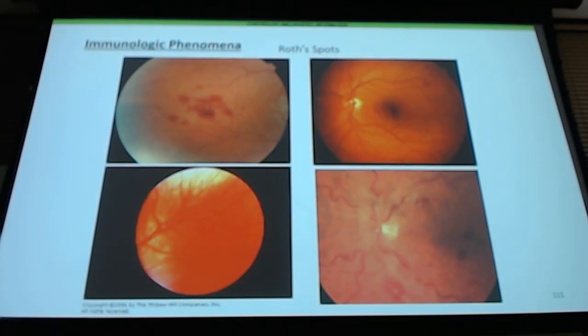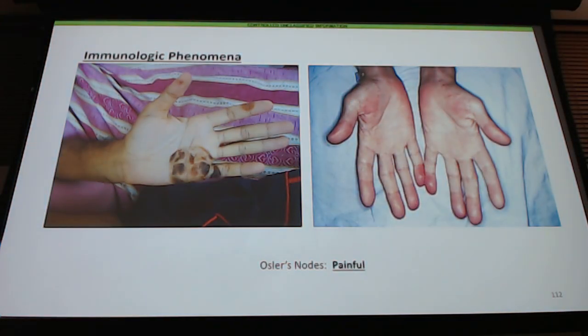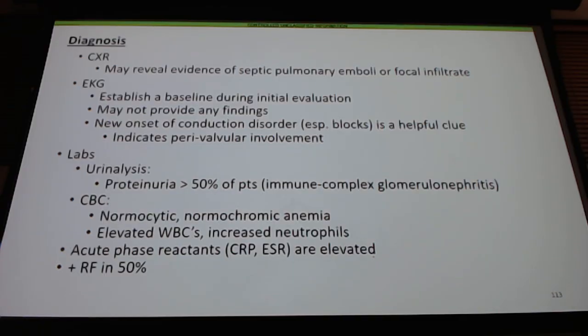Then we talked about how now you're in immunologic phenomena. If it's going up to the retinas, it's called a Roth spot, where you get central clearing with an erythematous reaction around it. You get Osler nodes, which are differentiated from Janeway lesions by being painful. And then we talked about some other studies that you can get, which may or may not be positive, depending on whether it's affecting other structures.